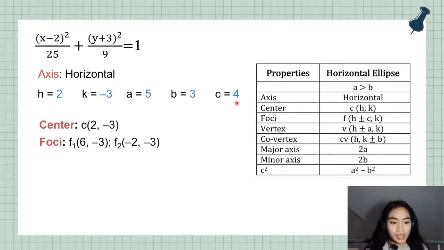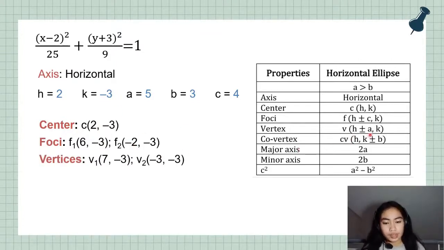Let's consider getting the center, which will be 2 and negative 3, and the foci. So always remember, on the foci, we always add the C depending on the axis. So we have the horizontal, so we will add it on the H. So H plus C is equal to 6, and copy the value of K, which is negative 3, and 2 minus 4, that will be negative 2 and negative 3.